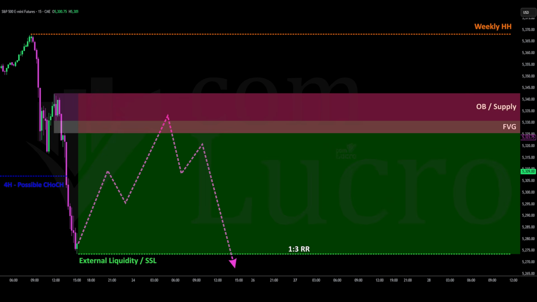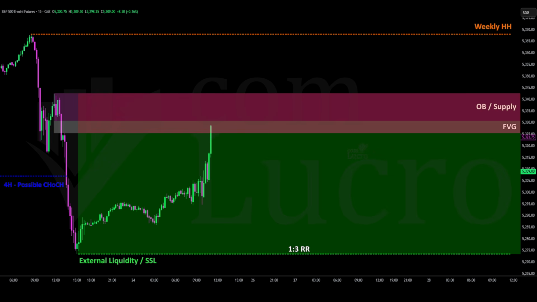The expectation behind this execution is that price may retrace back into the fair value gap, react from the premium zone, respect the order block without invalidating the structure, and then continue lower toward the external liquidity target.